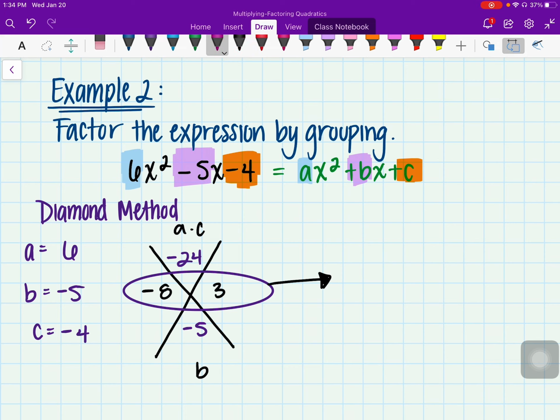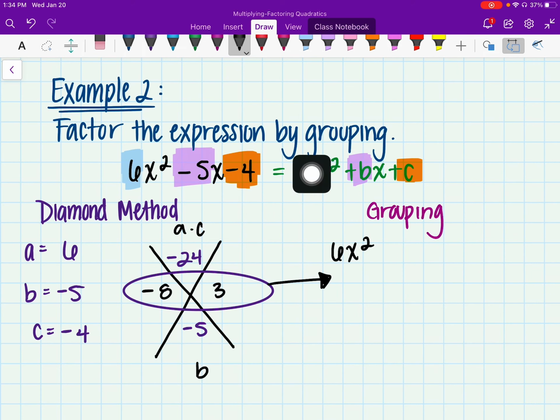Let's label our grouping here. Grouping. In this case, I want to start by rewriting the original expression, which is 6x squared minus 5x minus 4. So we start off with 6x squared. Now, instead of writing -5x, the -5x is replaced by the factors, which is -8x and 3. So that's minus 8x plus 3x, and we still have our constant, which is -4.